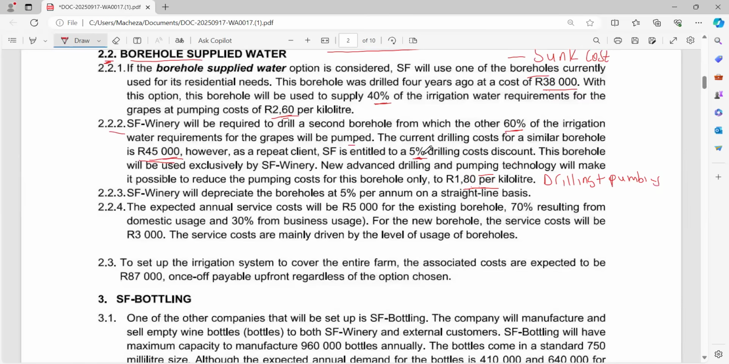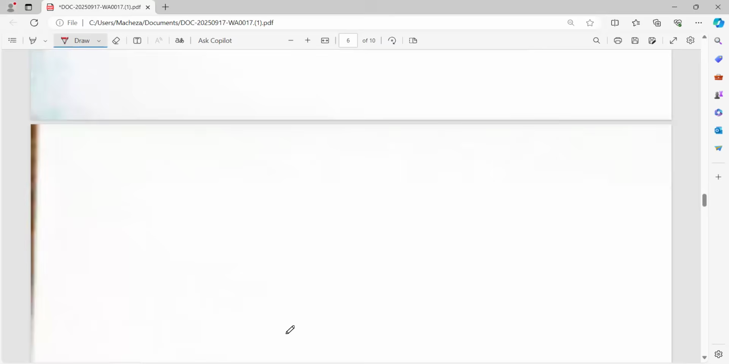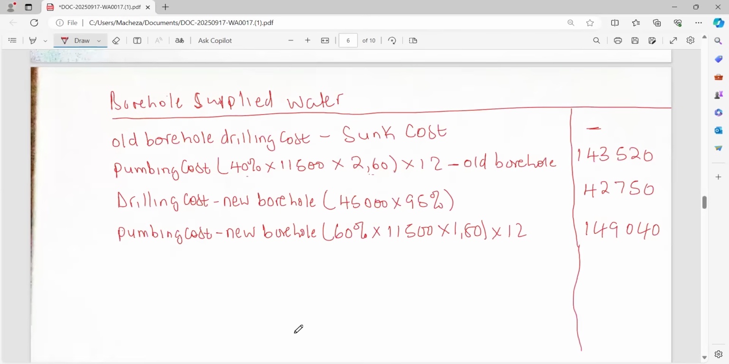2.3 says SF1 will depreciate the bore at 5% per annum on a straight line basis. What are we going to do with that depreciation for the bore? The depreciation for the bore, is it relevant? No.